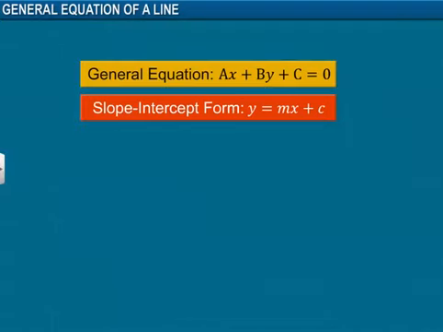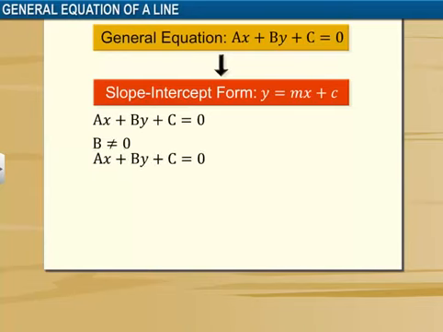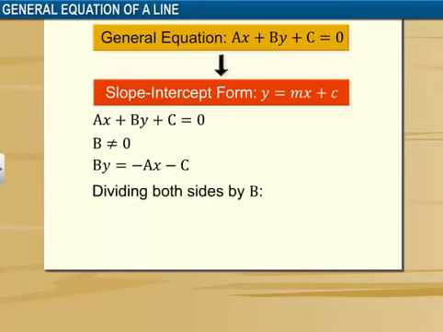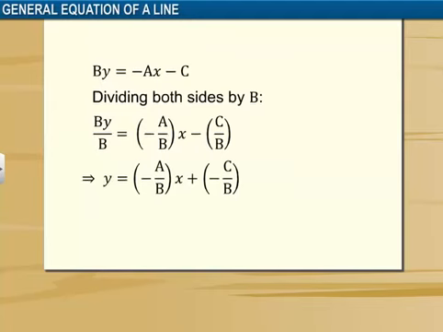Let us start by reducing the general equation of a line into the slope-intercept form. Consider the general equation of a line such that the constant b is not equal to 0. Rearranging the terms in the general equation, we get by is equal to minus ax minus c. Dividing both sides of the equation by b, we get y is equal to minus a upon b into x plus minus c upon b. Equation 1.